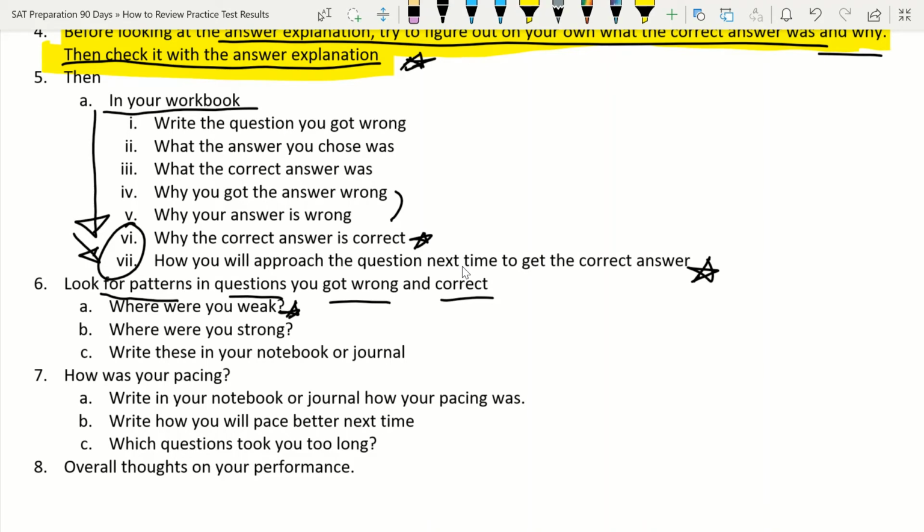This is important. We want to identify our weak areas and focus on those. What areas were you strong in? We don't really want to spend as much time in areas we're strong because we're not going to get as many points by studying for that, because we're already getting most of the points there.